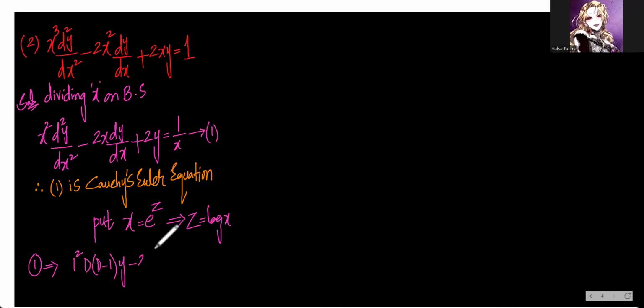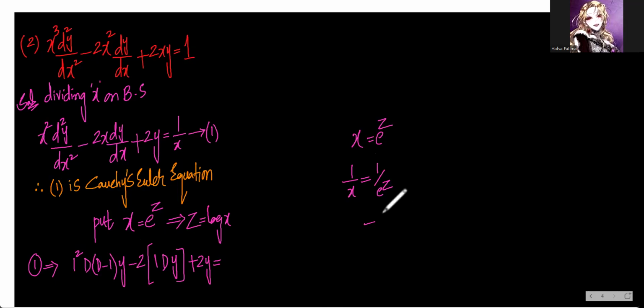Minus 2 is a constant. x dy by dx can be written as 1 dy plus 2y is equal to 1 by x. If I want 1 by x, see, here x is e power z, so if I want 1 by x, meaning the reciprocal, that is 1 by e power z. But 1 by e power z is nothing but e power minus z only, na?